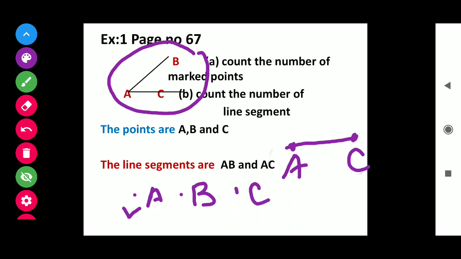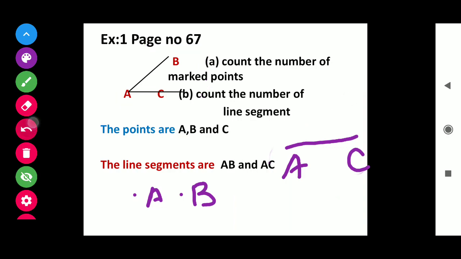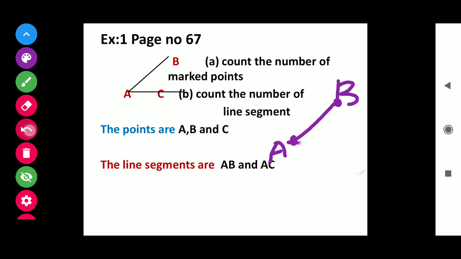Now if we take both line segments together, it will become like this. So two line segments are there: one is AB and the second one is AC. So there are two line segments and three points. The points are A, B and C, and the line segments are AB and AC. Understood?